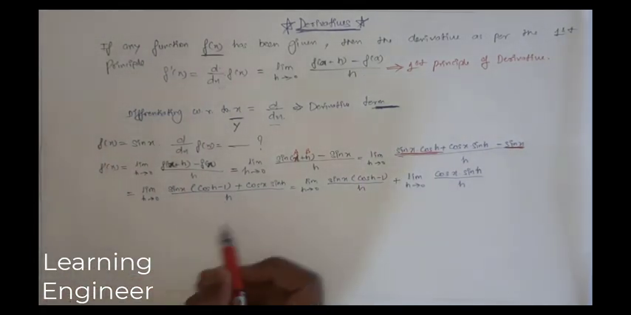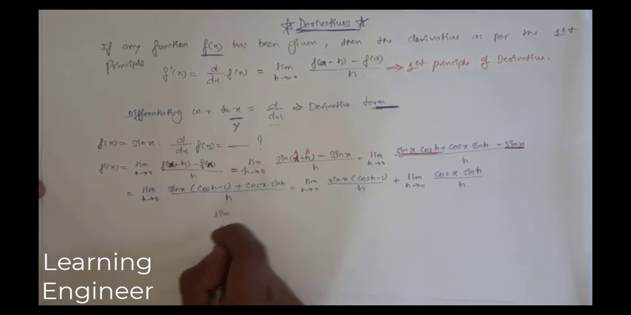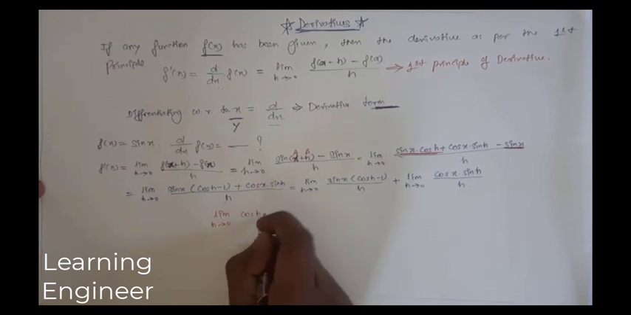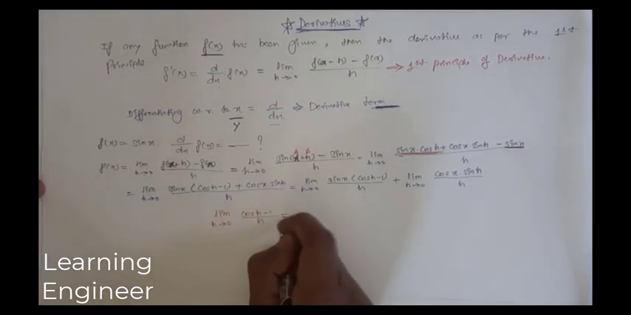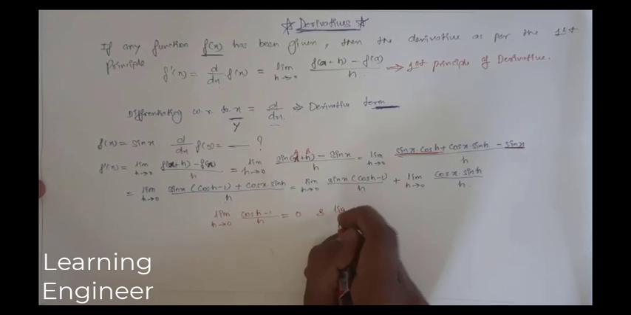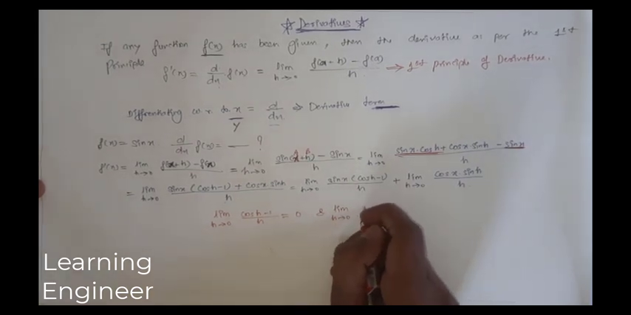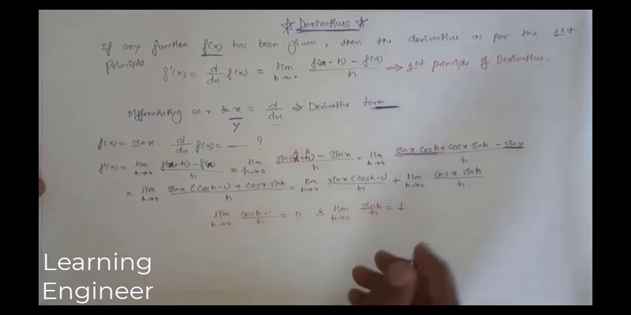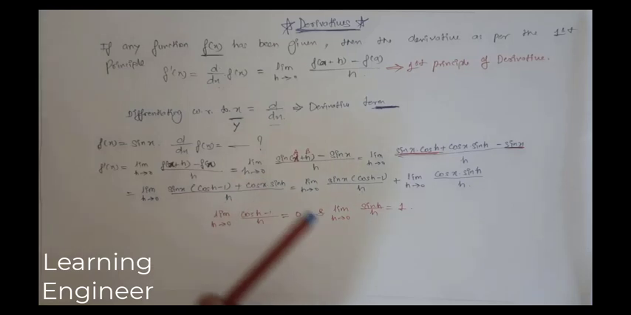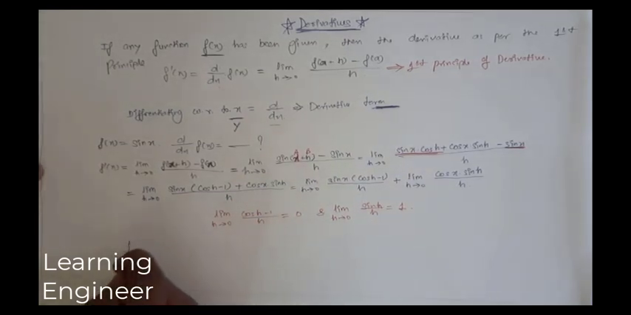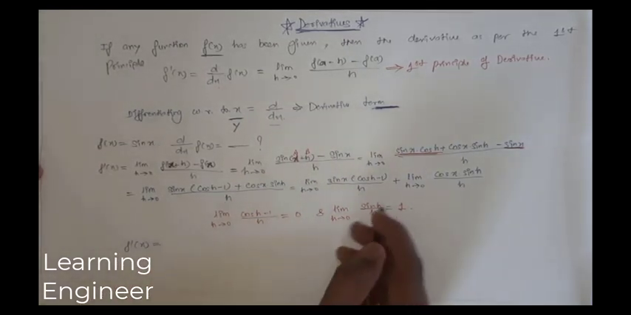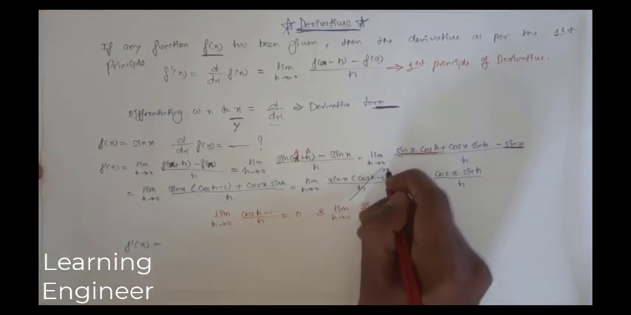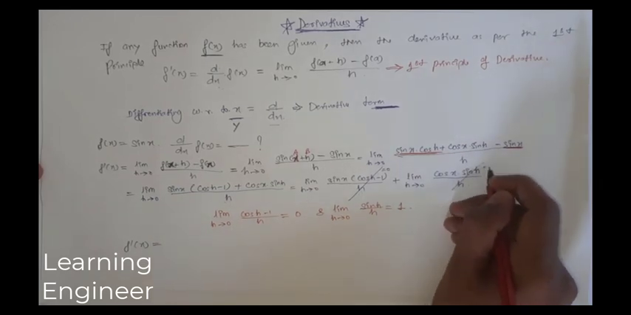Let me write the formula. Limit h extends to 0, cos h minus 1 divided by h is equal to 0, and limit h extends to 0, sin h divided by h is equal to 1. This is the standard formula in limit. So what we are getting, f dash x will be equal to, this term will be 0 and this particular term will be 1.